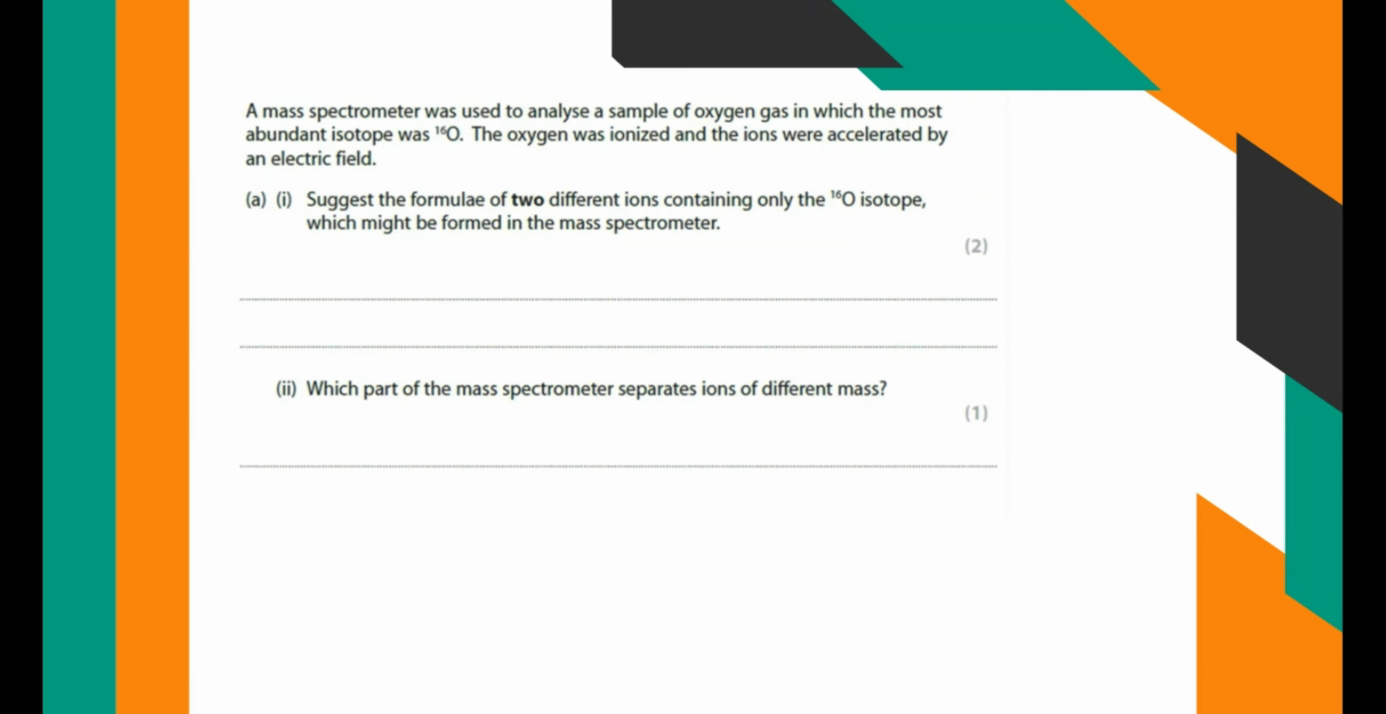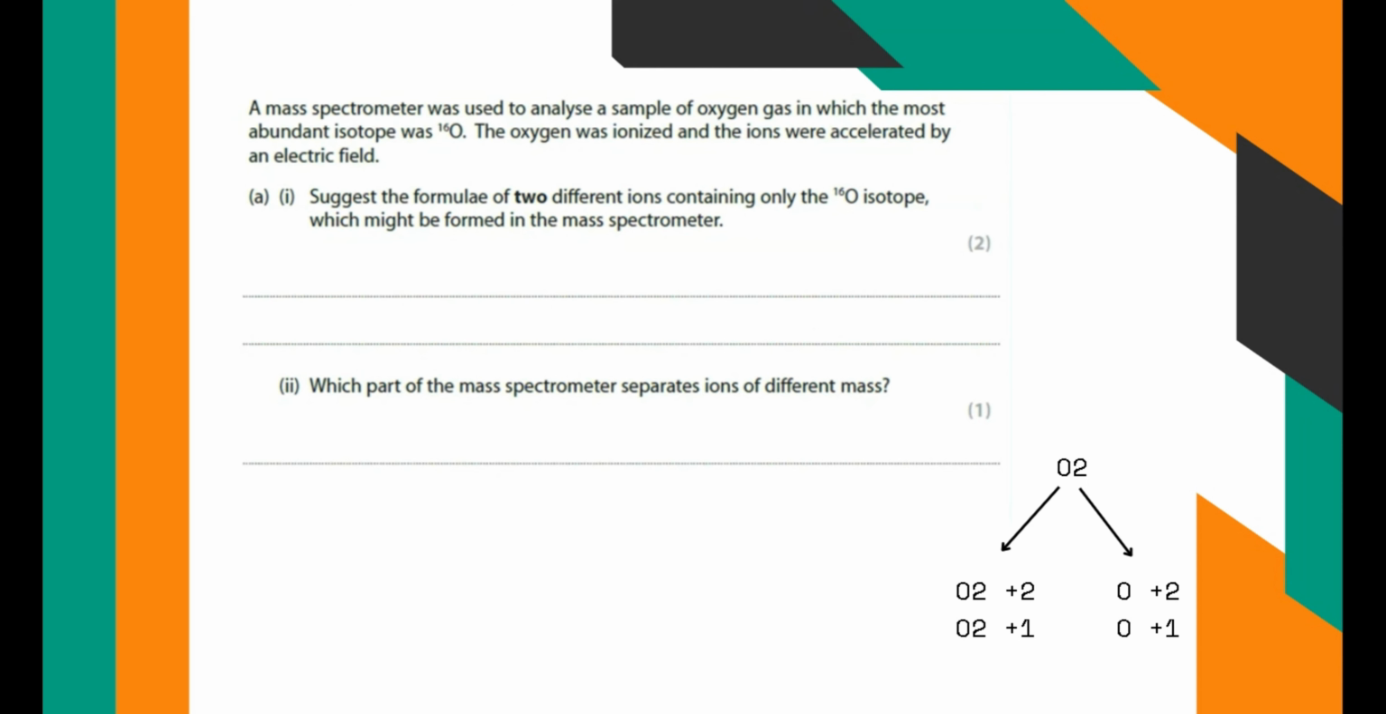Okay, in the question it says oxygen gas, and oxygen gas exists as a diatomic molecule in air, so let's write out all possible fragments of oxygen. So either we can have O2 with a positive charge or O2 with a 2+ charge. We can also have fragments of a monoatomic O with positive charge and an O with a 2+ charge. So you can write any 2.